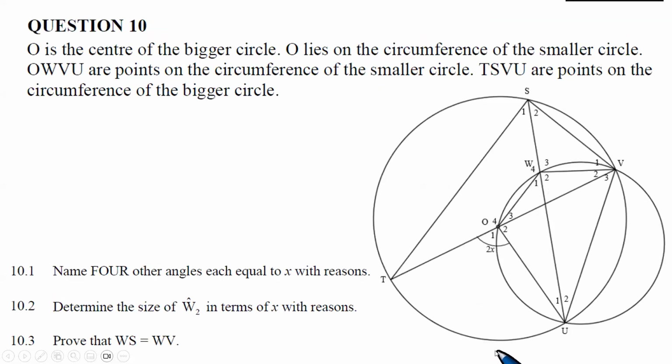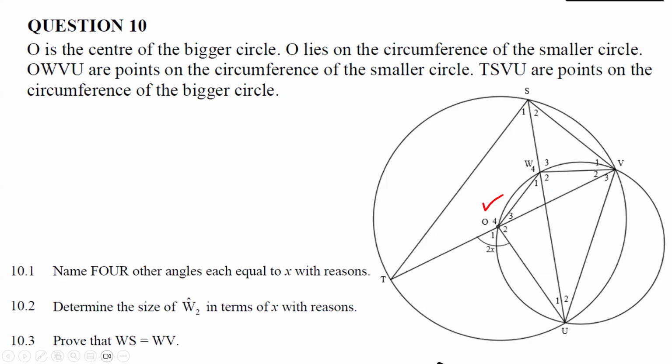Question 10. O is the center of the larger circle. O lies on the circumference of the smaller circle. O, W, V, U are points on the circumference of the smaller circle. T, S, V, U are points on the circumference of the larger circle. Name four other angles, each equal to X, with reasons.